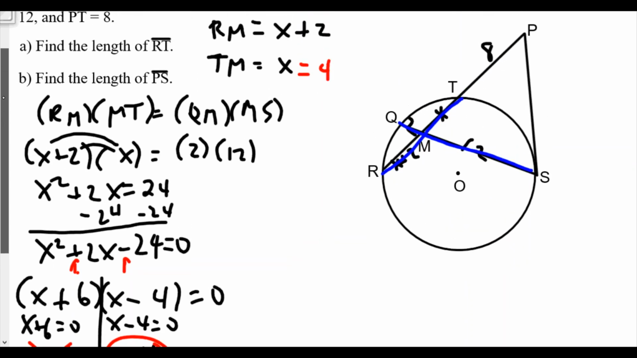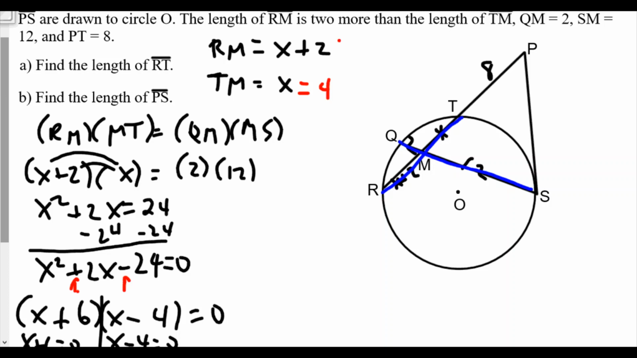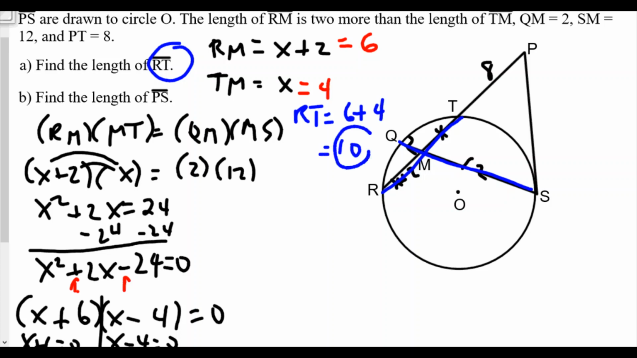So TM is 4, and then RM is equal to 4 plus 2, which is 6. But that's not what they're asking for. RT. So here, RT, we're going to say in this case, RT equals 6 plus 4 is equal to 10. So that's our first question, okay? Now for the second part.